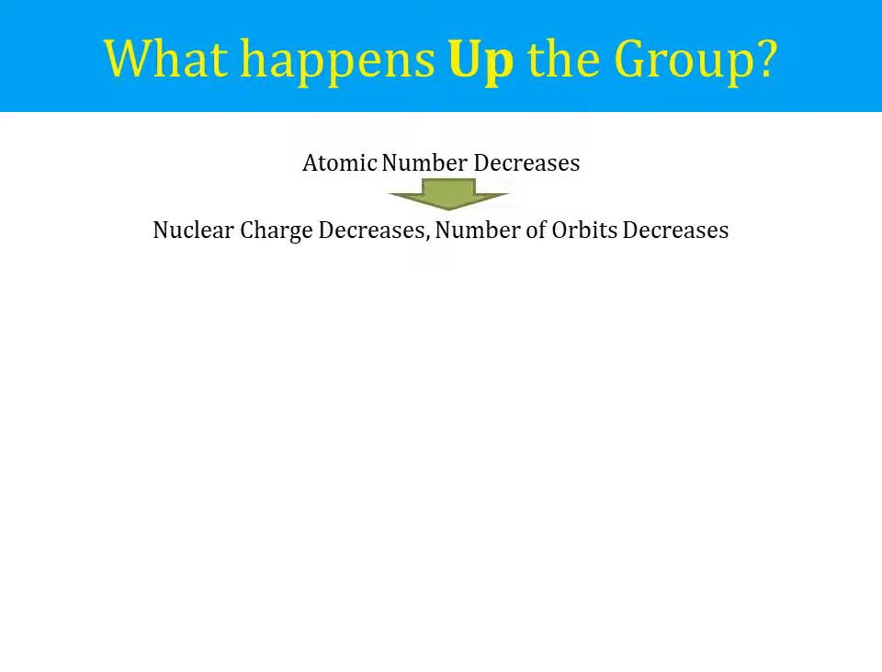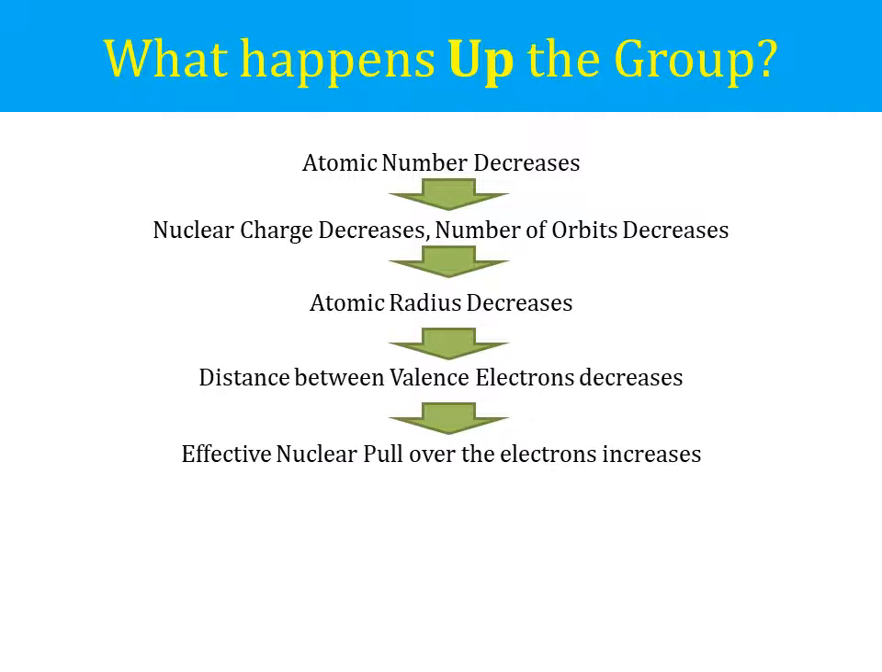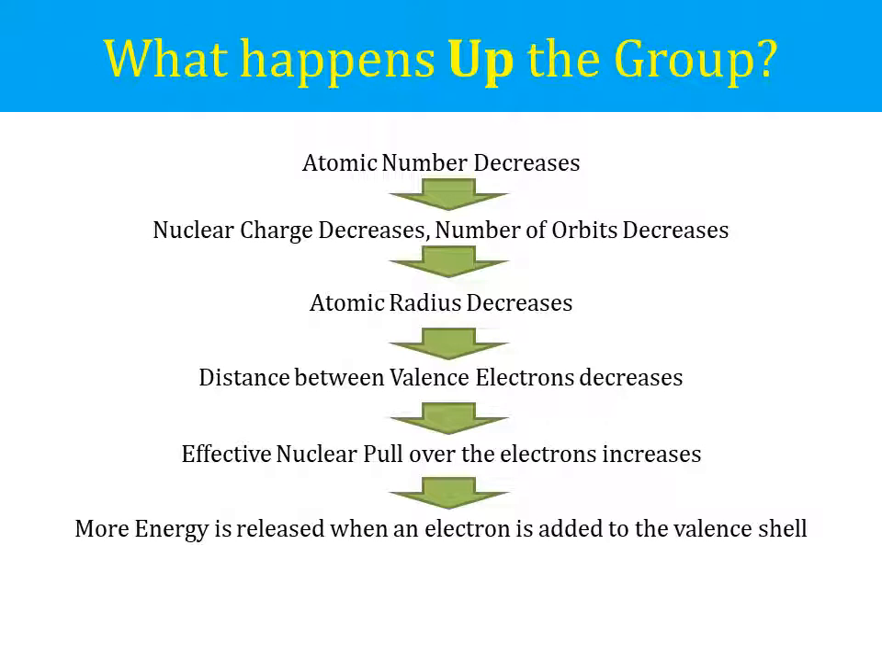So if atomic number decreases, then nuclear charge decreases, and the number of orbits also decreases. If the number of orbits decreases, then the atomic radius also decreases. And if atomic radius decreases, then the distance between the nucleus and the valence electrons also decreases, so the effective nuclear pull over the electrons increases. If that is so, then more energy is released when an electron is added to the valence shell.